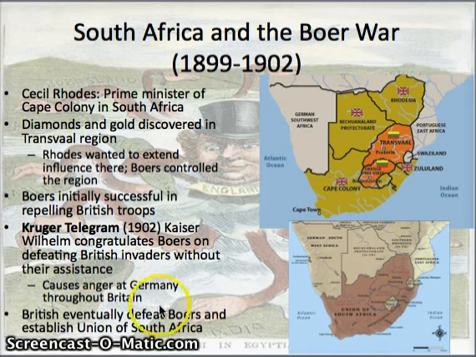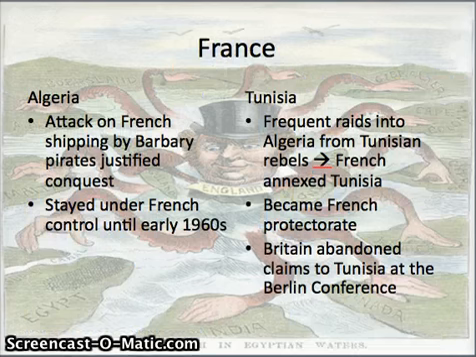All right, but what we're going to see eventually is that the Boers are going to be defeated, and Britain is now going to have influence over all of this area. They're going to establish the Union of South Africa in 1910. So you see this area that used to be controlled by both British and Boers is now controlled only by British. All right, moving on to France.